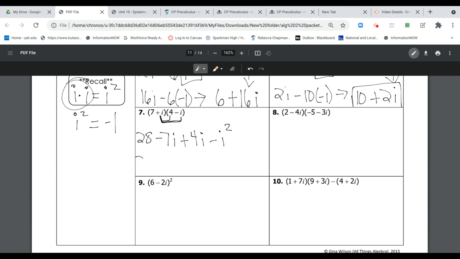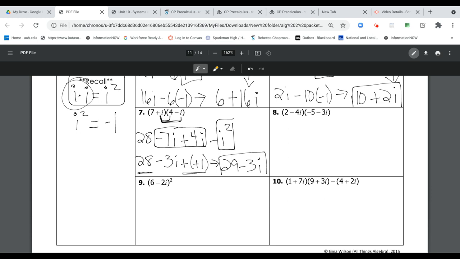So what I can do is add these two numbers together because they are like terms. That gives me -3i. Then I have to take the i squared out and replace it with -1. Double negatives become plus positive, and then I can add 28 and 1 and get 29 and bring along the -3i. That would be my final answer for number 7.